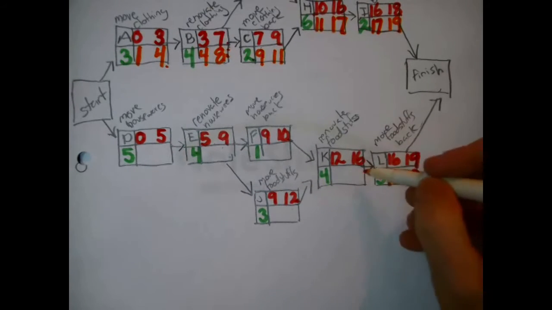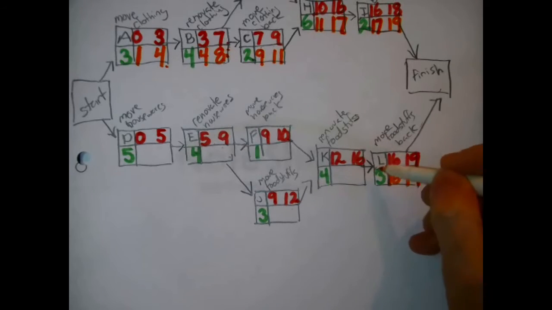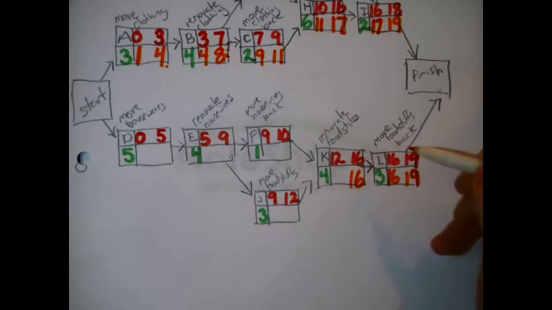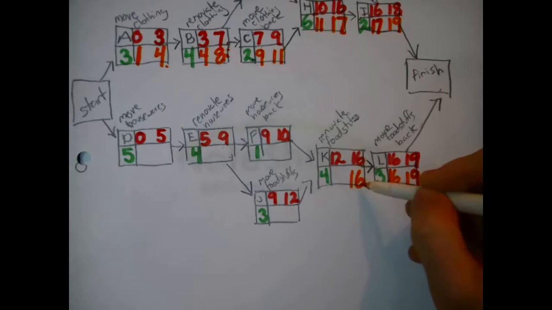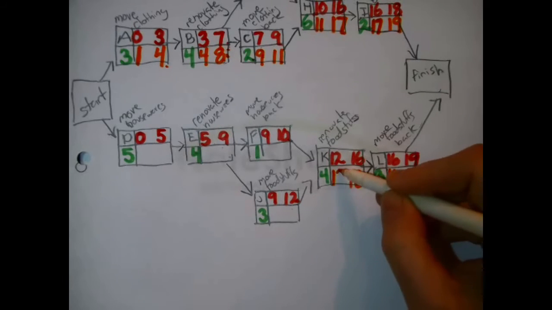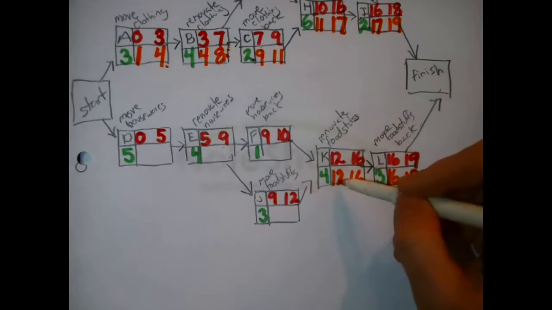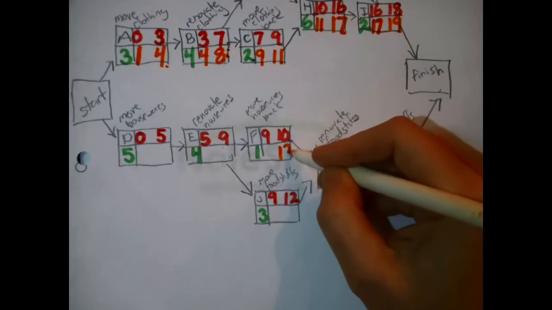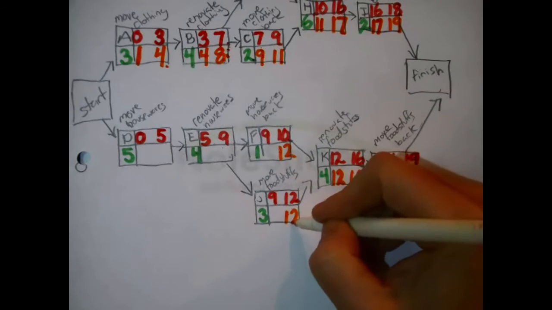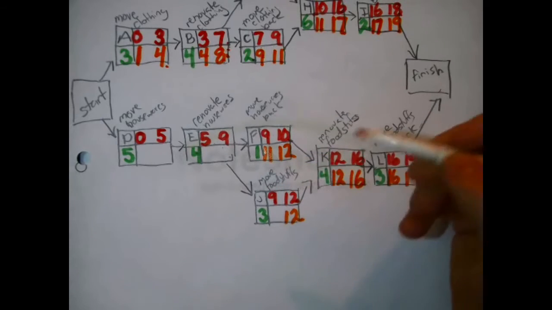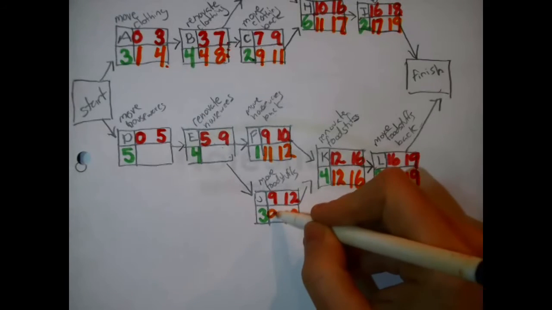Let's see, L cannot start until K finishes. L has to start at the latest 16 days from now, so to pass the number back, that's the deadline for K. It has to finish 16 days from now. 16 minus 4 is 12. That means its late start time is 12. It can't start until these two things finish, so that becomes their deadlines, 12 and 12. Now in the case of F, 12 minus 1, its late start time is 11. Whereas in the case of J, 12 minus 3, its late start time is 9.